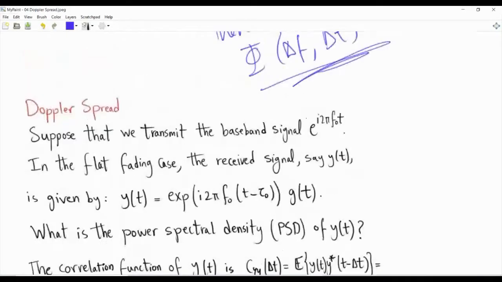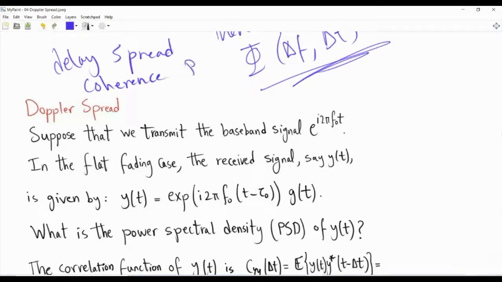Okay. Now, we talked about delay spread, coherence bandwidth of the channel, coherence time. Sometimes you find people in papers talking about Doppler spread. So what is Doppler spread? Basically, it's another way of talking about the coherence time.